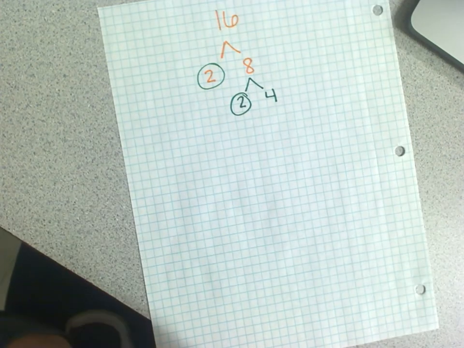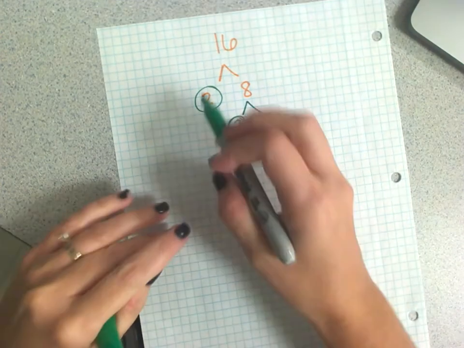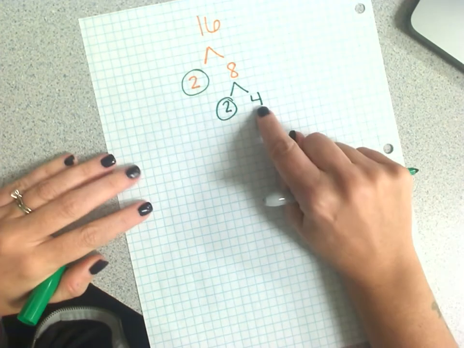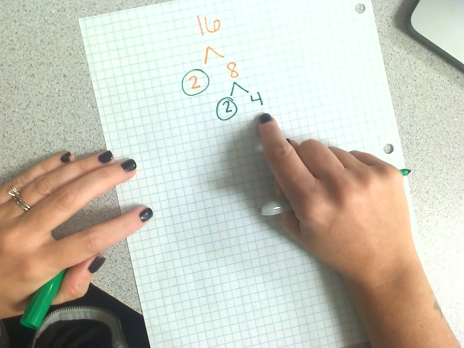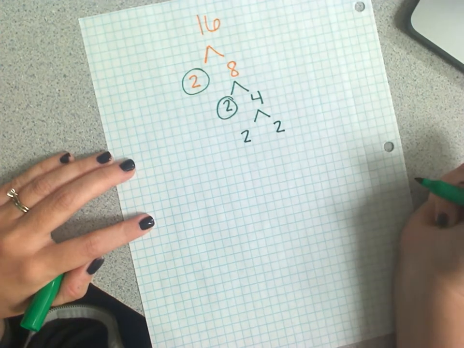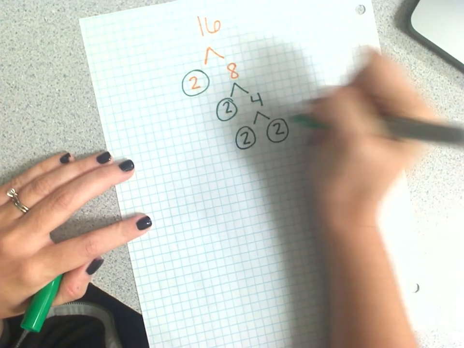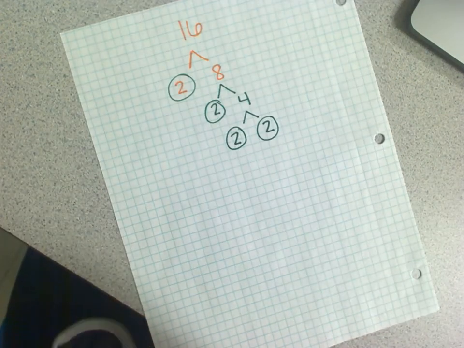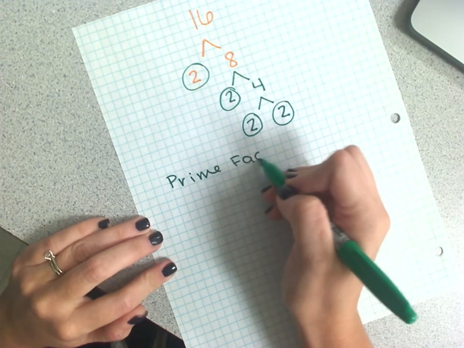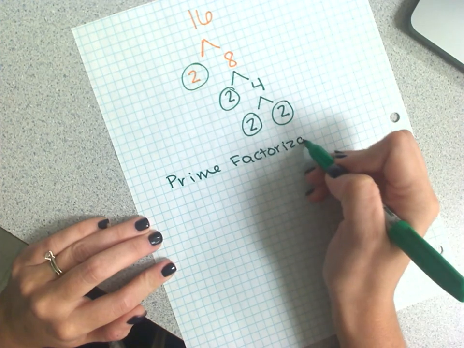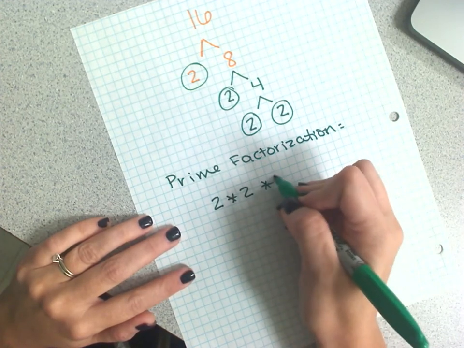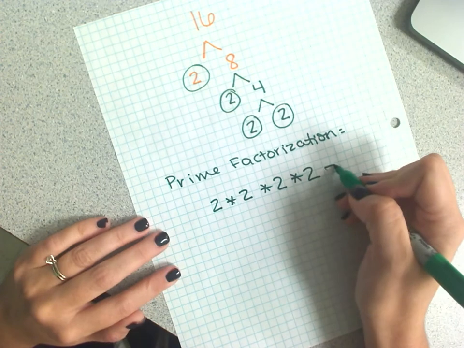How about 4? Remember when I told you about people making mistakes? Sometimes they'll say like, oh, 4, it's prime, and circle it. But think really hard. Is 4 a prime number? No, it's not a prime number. 2 times 2 equals 4. And we already know they're prime. So our number sentence is going to look like this. Our prime factorization for 16 is going to be 2 times 2 times 2 times 2 equals 16.